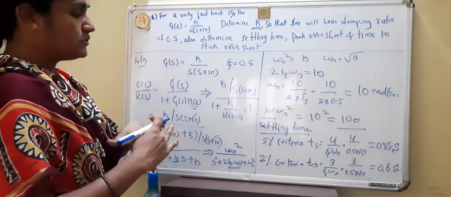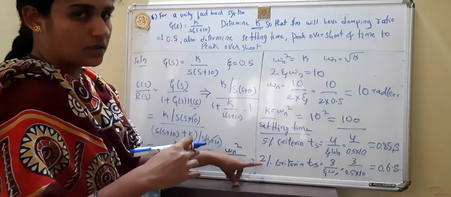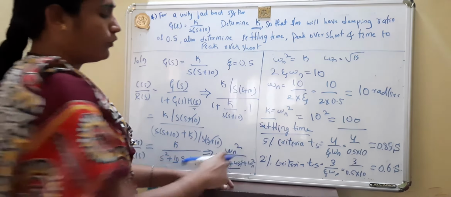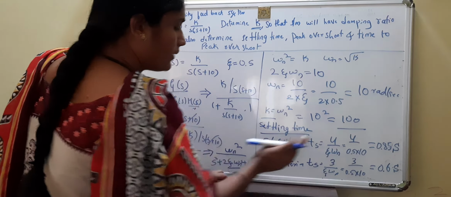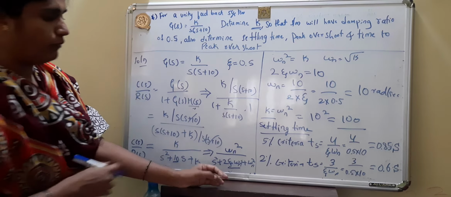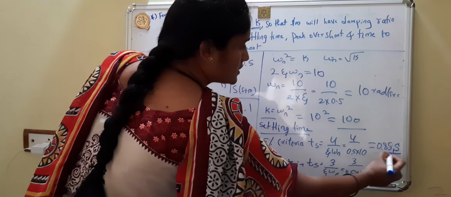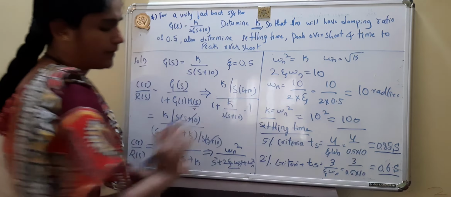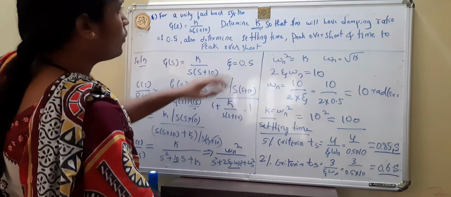If 5% criteria or 2% criteria are not mentioned, we have to solve for both. For 5% criteria, 4 by zeta omega n, and for 2% criteria, 3 by zeta omega n. We have calculated the value and we have to express this in terms of seconds because it is a time. Next, what did they ask?